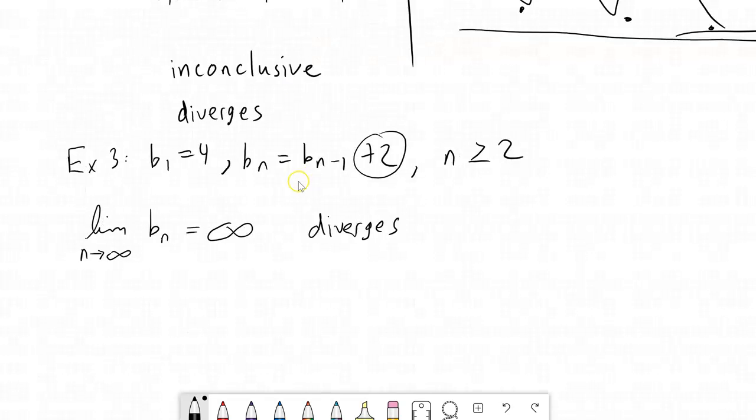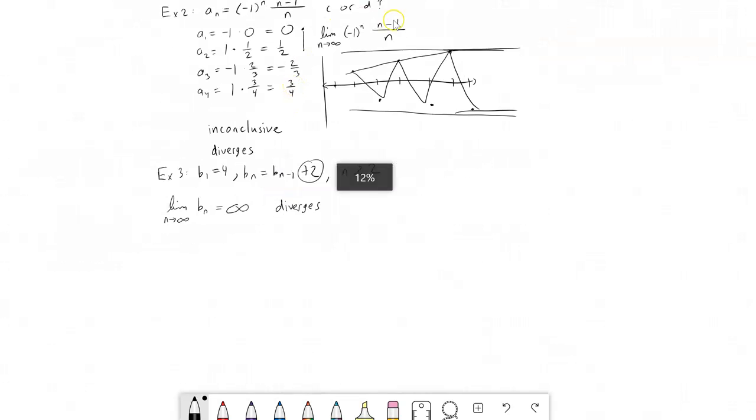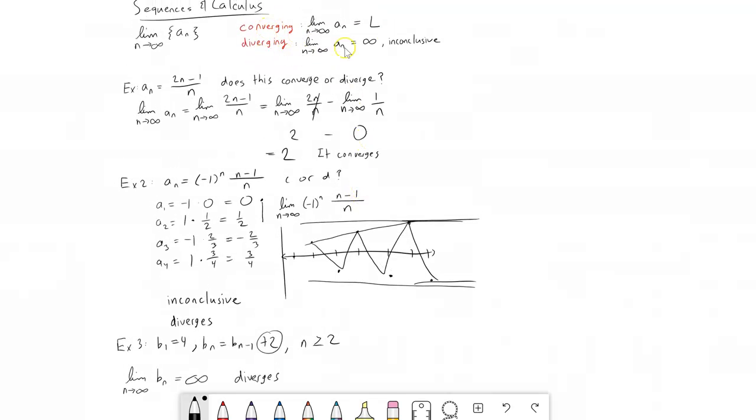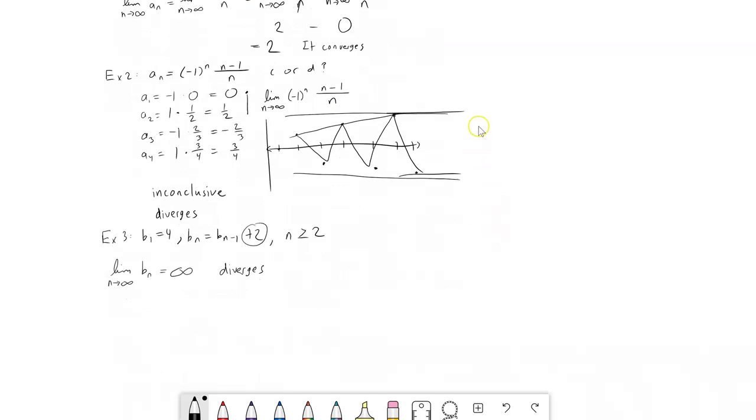So that's the end of that problem. We can look back at all of these. We did 3 examples: one where it was converging, then an inconclusive series where it flip-flops, which is a common example, and then an infinite one. But the main idea is knowing what converging and diverging is. So let's move on to the next topic.